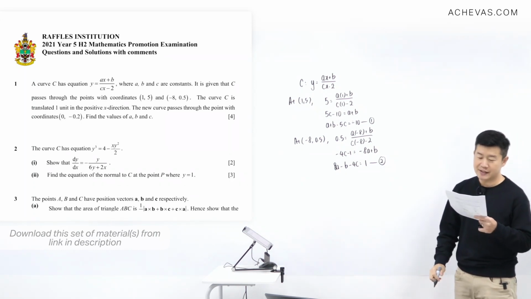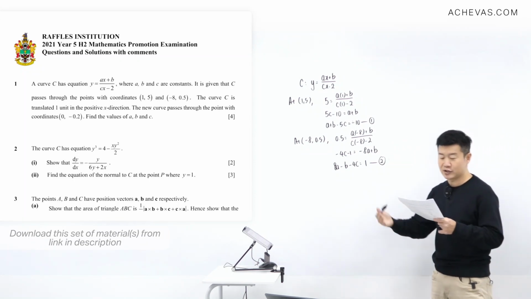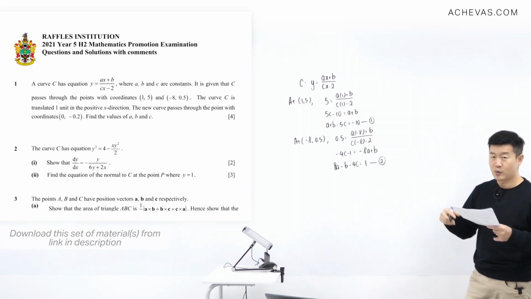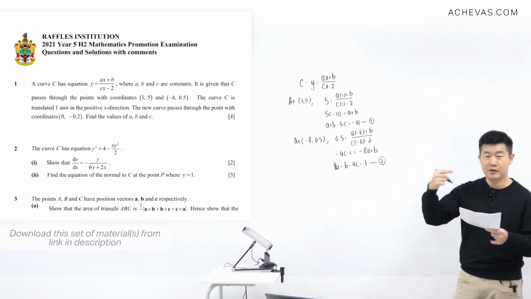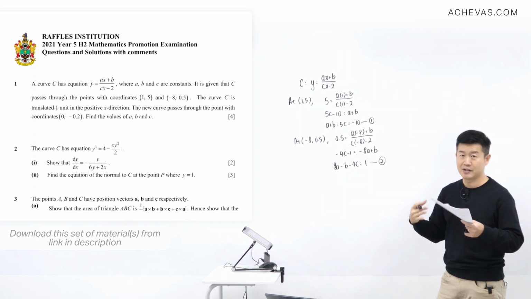And the question tells us that this curve C is going to be undergoing a transformation. The transformation is a translation of 1 unit in the positive x direction. So we have learned before, when a curve is translated by 1 unit in the positive x direction, all the x is going to be replaced by x minus 1.